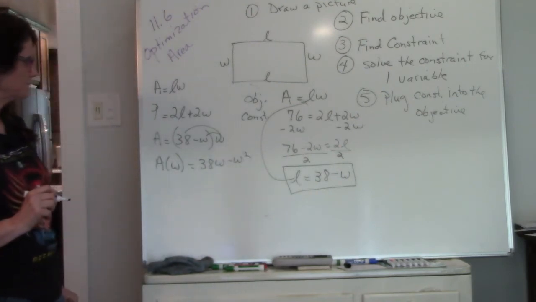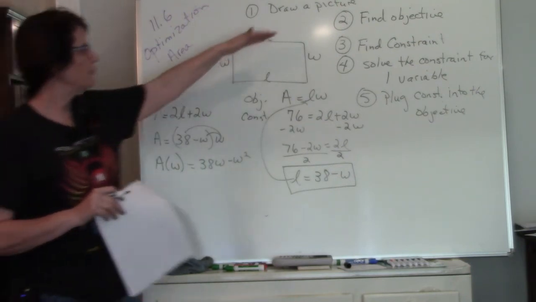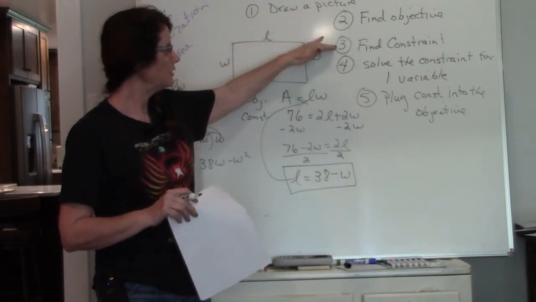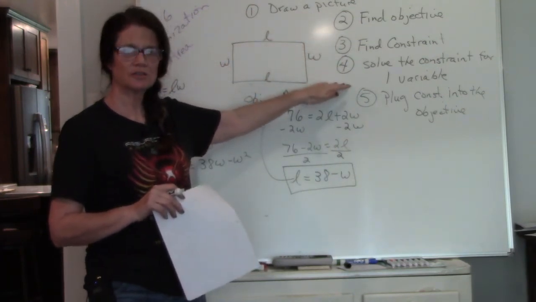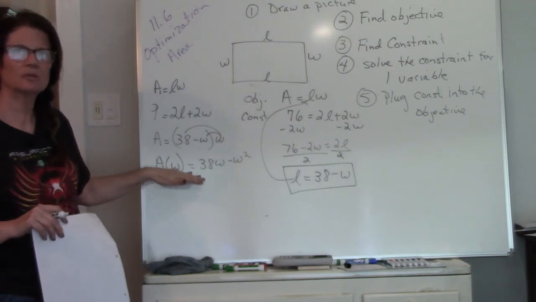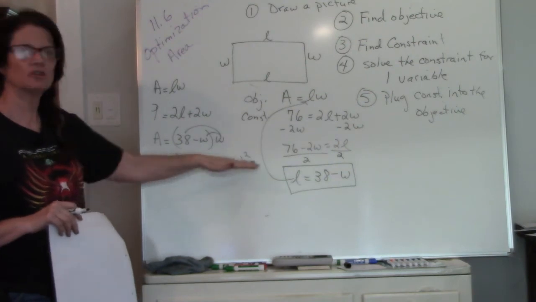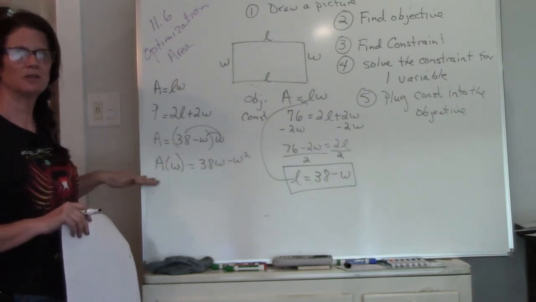Okay, and now I have my original function. So find the objective, find the constraint, solve the constraint for one variable, and then plug the constraint back into the objective function. Okay, so now what you've gotten is your original function. Now we have something to work with.